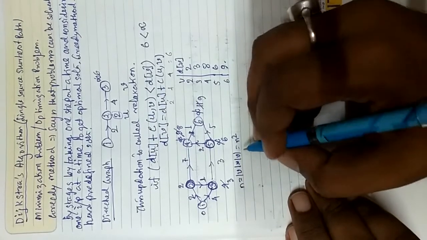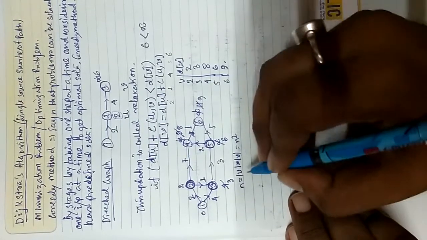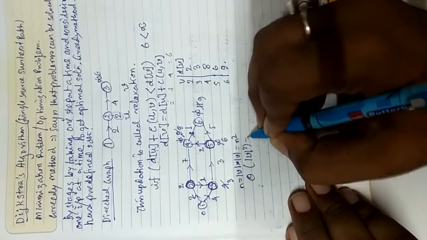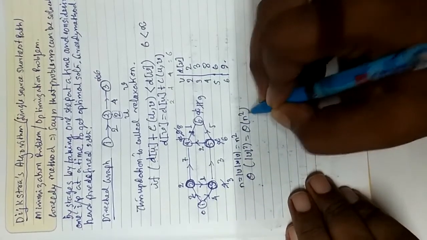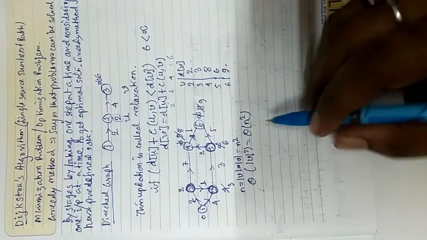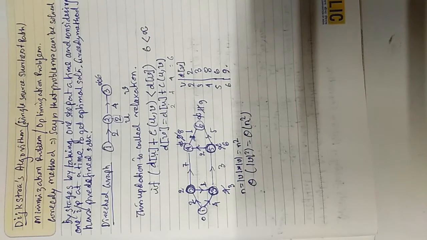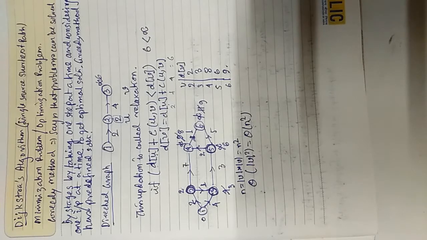Okay, so this is the worst case. Obviously it is the worst case, so the time complexity is theta of n square. So this is the worst case, or the average case, of the time complexity of Dijkstra's algorithm. Okay, now this is a way to calculate the smallest path.